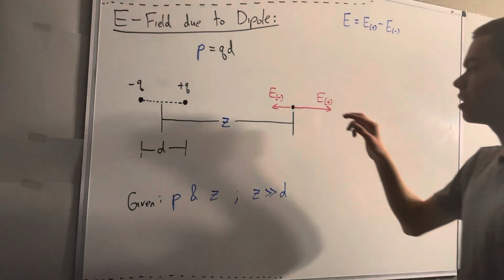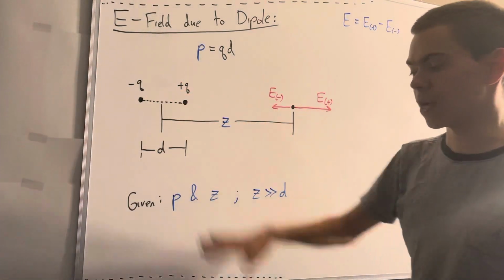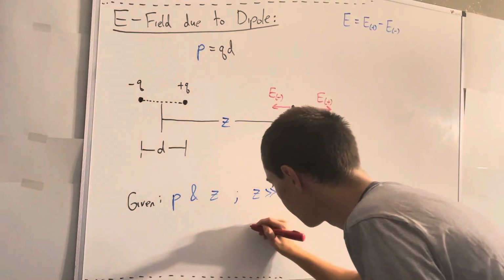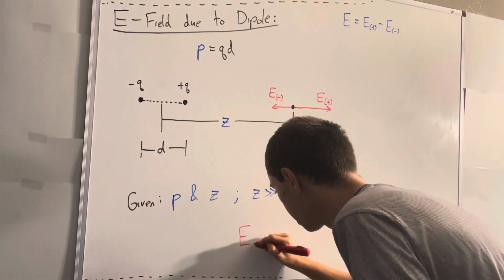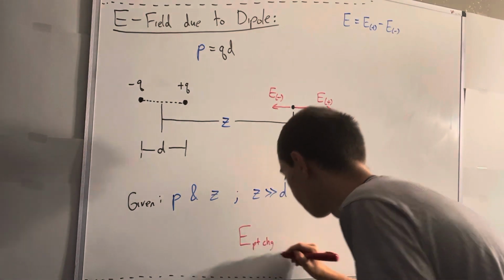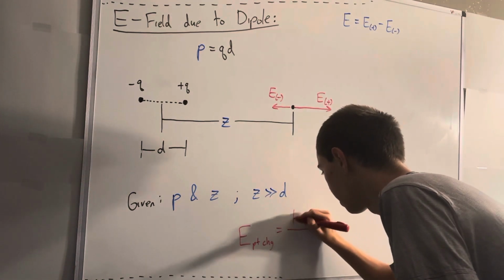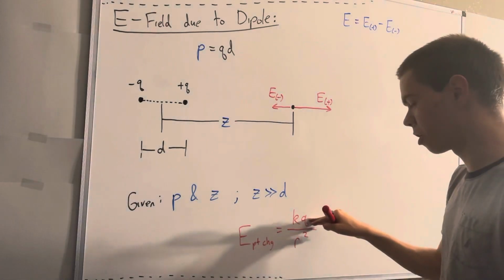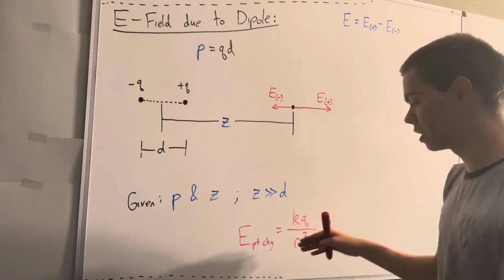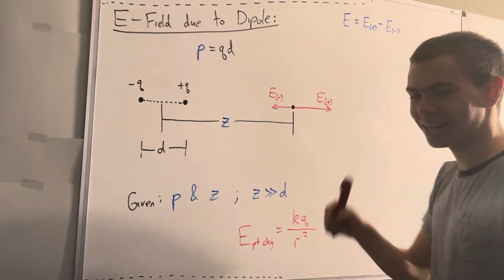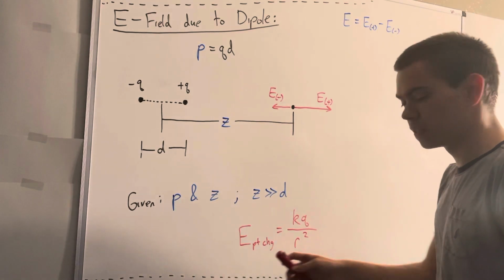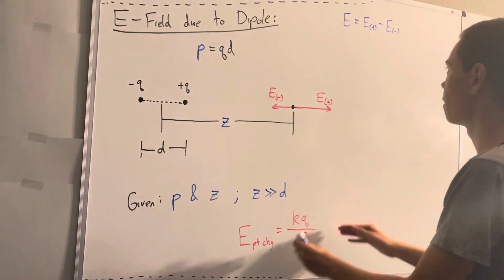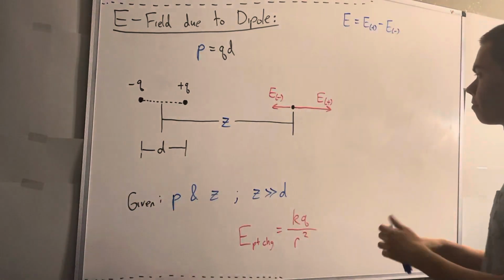These are electric fields due to point charges, and if you recall, the electric field due to a point charge is equal to kq over r squared, where q is the magnitude of the point charge and r is the distance between the point charge and your point of interest. That's the idea we're going to apply for E positive and E negative.